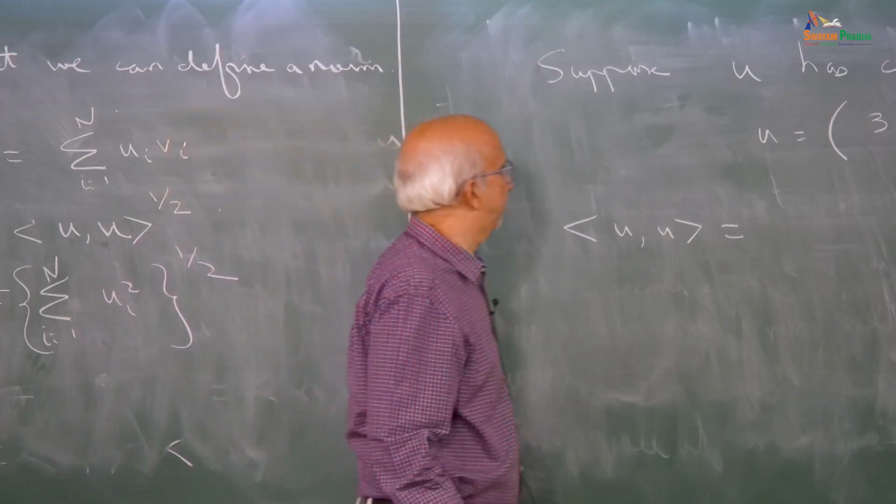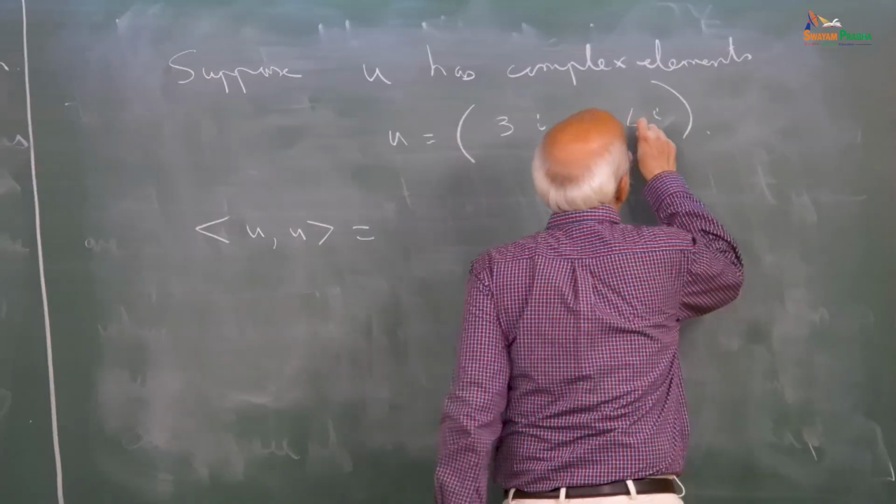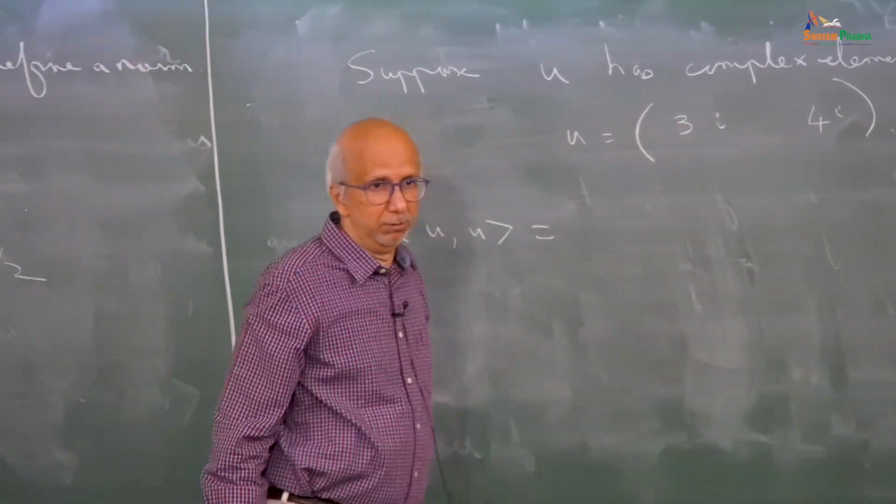Oh, maybe I should make this 4i, so there is less confusion. Everything becomes 3, then you don't know which 3 I am talking about. So, 3i and 4i.